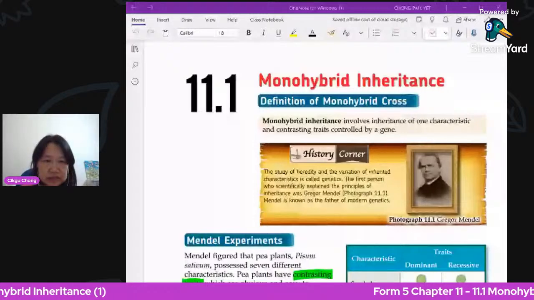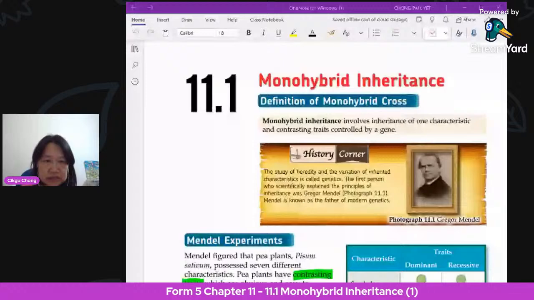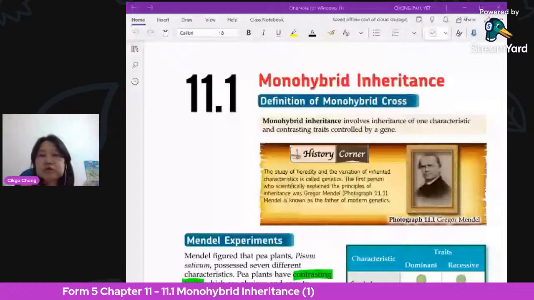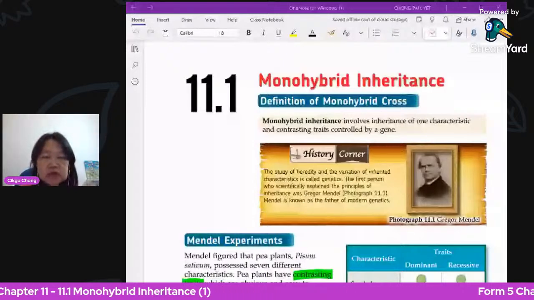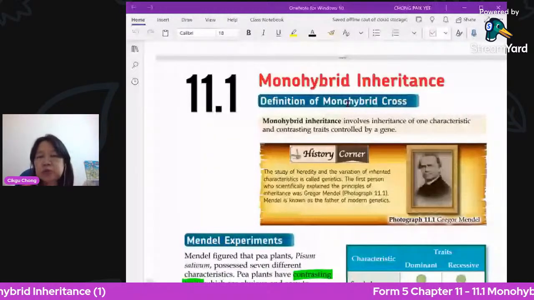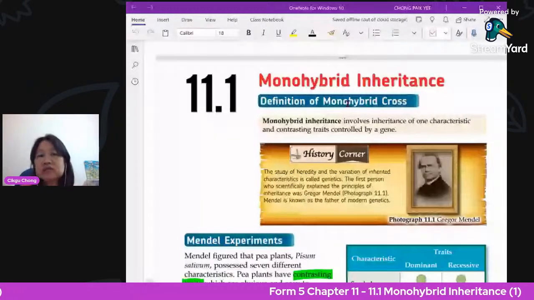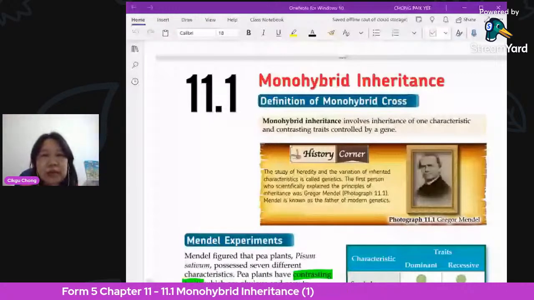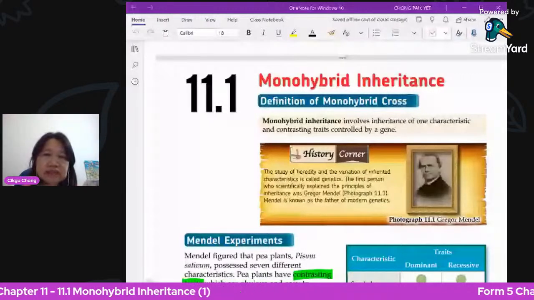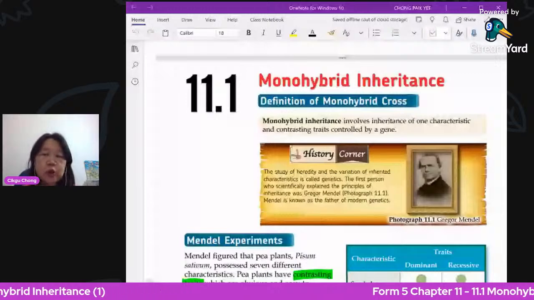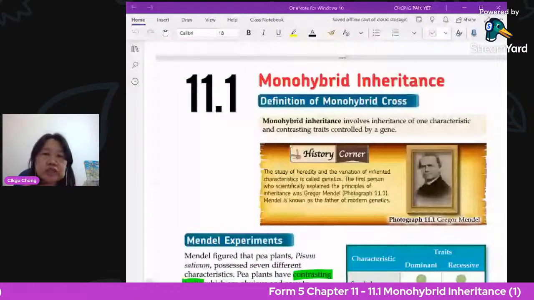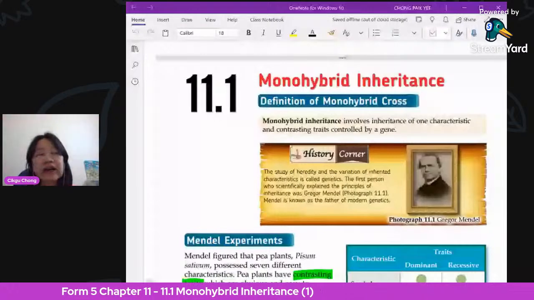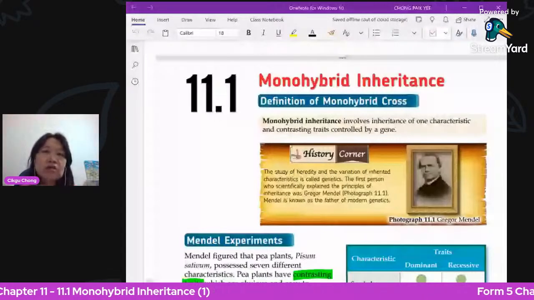Now first of all, don't worry about what monohybrid inheritance means. I will go through monohybrid inheritance in my second lesson. Today, I just want to explain the meaning of inheritance and all the terms that come with this chapter on inheritance. Genetics is the field of biology which studies how characteristics are passed on from one organism to the next, to the next generation.